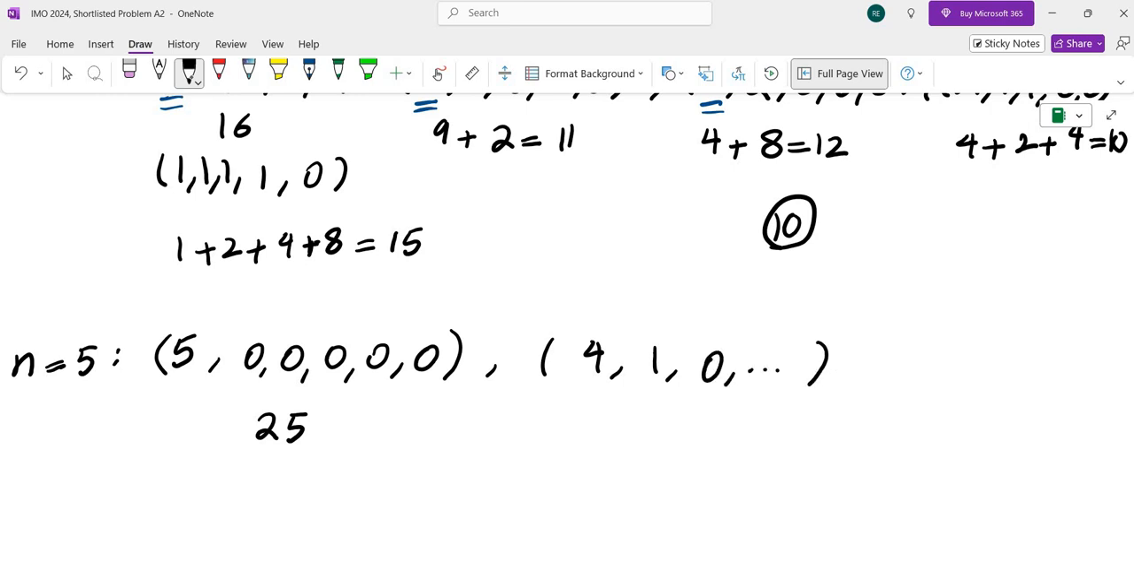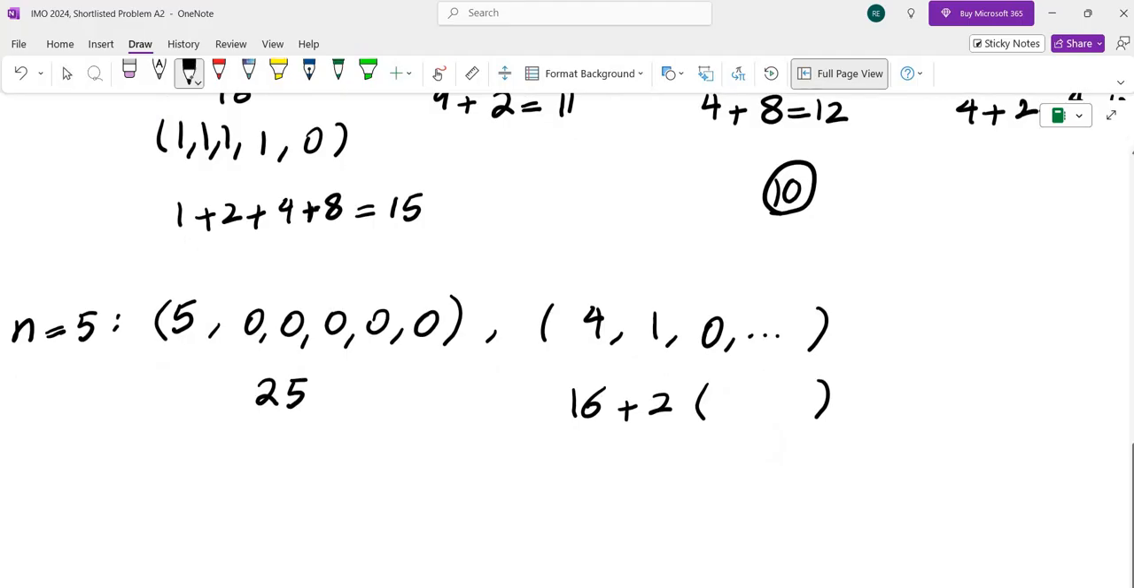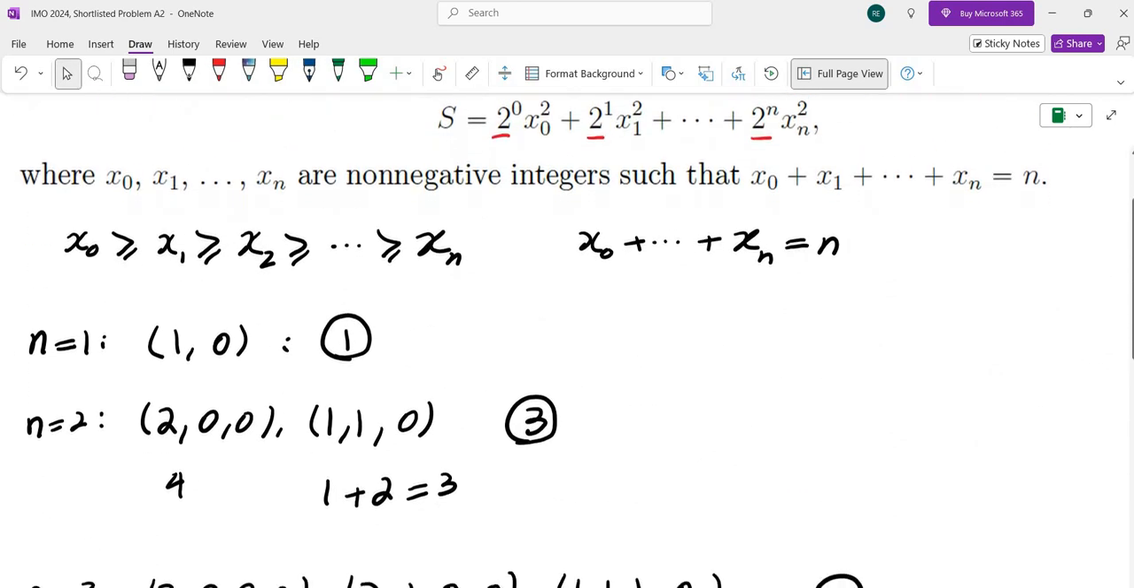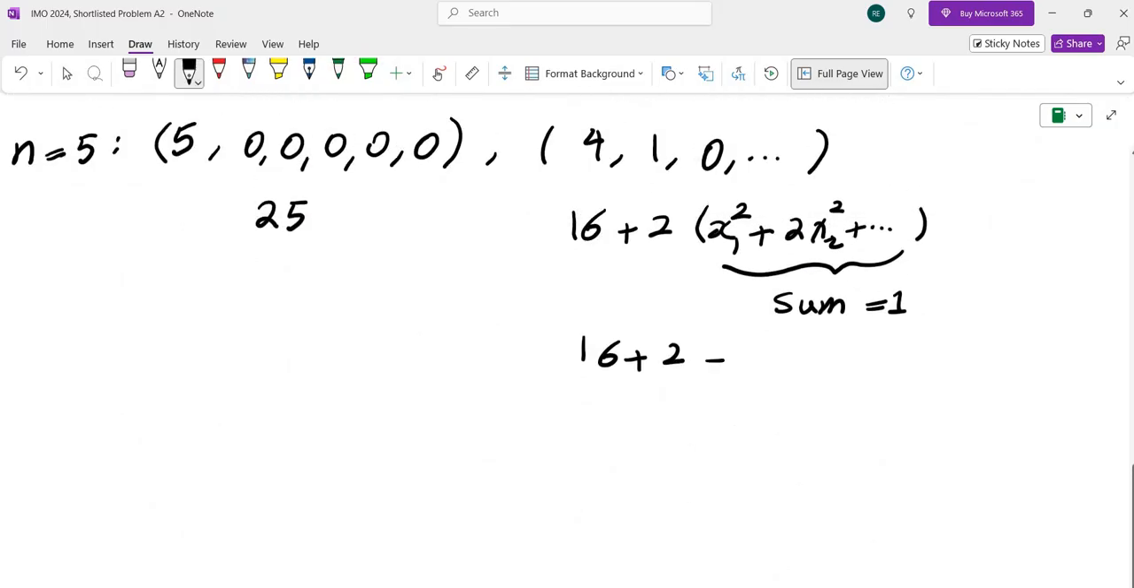So here's what I can do. I can say this is 16 plus 2 times the sum of a similar sequence. So I have x1 squared plus 2x2 squared, etc., and this is a sequence whose sum is 1. In other words, I can find the minimum for sum equals 1 and then substitute that in here. The minimum for sum equals 1 was evaluated at the beginning, so it's 1. So I get 18 here.